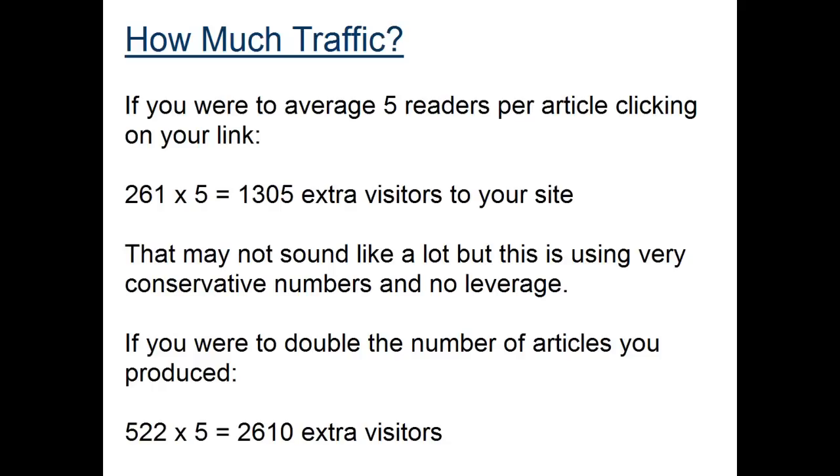If you were to double the number of articles that you produce, that's 522 multiplied by 5, which gives you 2,610 extra visitors for that year. And again, that's with no leverage and with relatively conservative numbers. Okay, I would personally expect to get more people than just 5 clicking through on the articles, because again, I'm going to show you ways in which to make the articles more interesting and more compelling to go through and to click on than you would normally get. Okay.